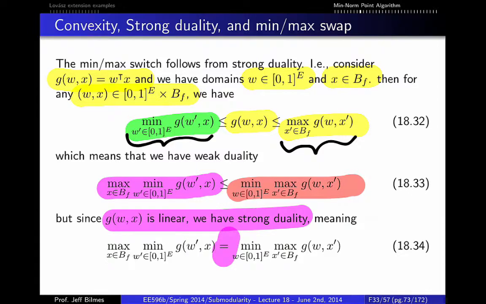And once we've got that equality, all we're doing is just swapping the min and the max. So it comes thanks to convexity. Okay, so min-max swapping is totally fine here to do.